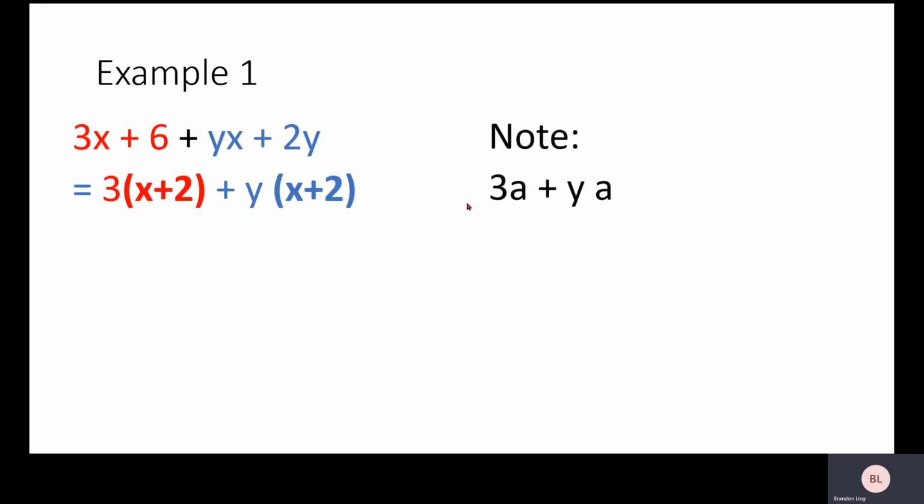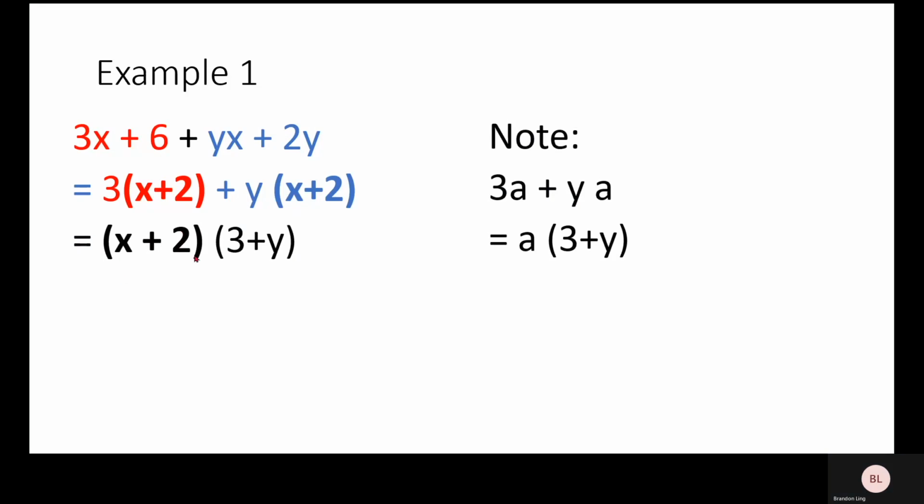Again, based on the concept that we mentioned in the previous slide, you are having 3a plus ya. Since both terms contain the a, what you need to do now is pull the a out, and in the bracket you put 3 plus y. So a multiplied by 3 plus y. In this case, you are having 3a plus ya. So therefore, x plus 2, you can just pull it out, which corresponds to this a here, and in the other bracket, you can put 3 plus y.